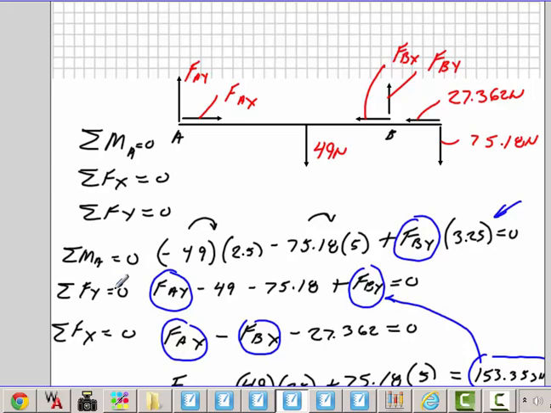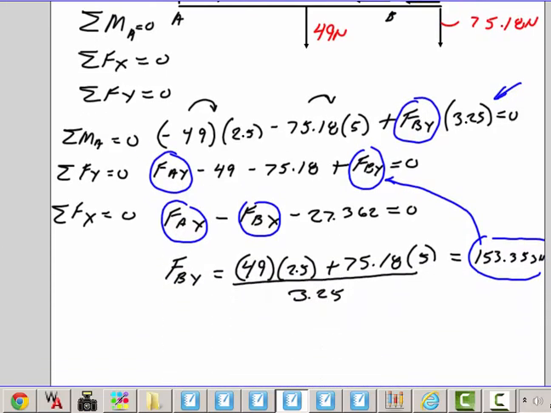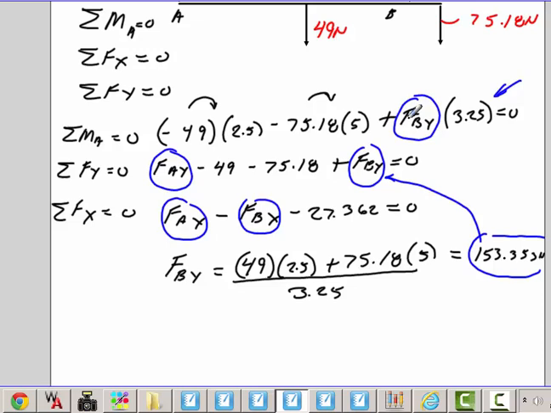However, I went in and wrote the other two equations. The summation of forces in Y: I'd have this value here minus this value here plus this value here minus this value here equals 0. I cannot solve this equation because I have two unknowns. I sum the forces in the x. I will have FAX minus FBX minus 27.362. Again, two unknowns.